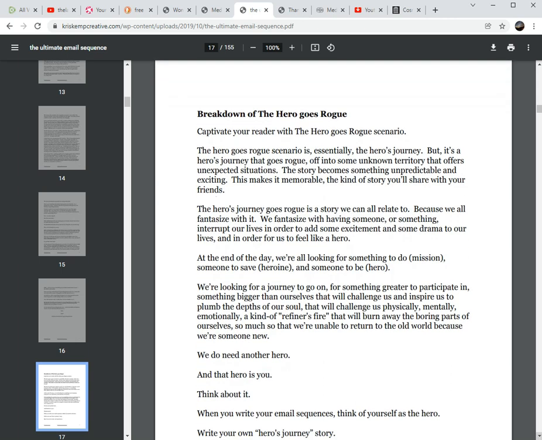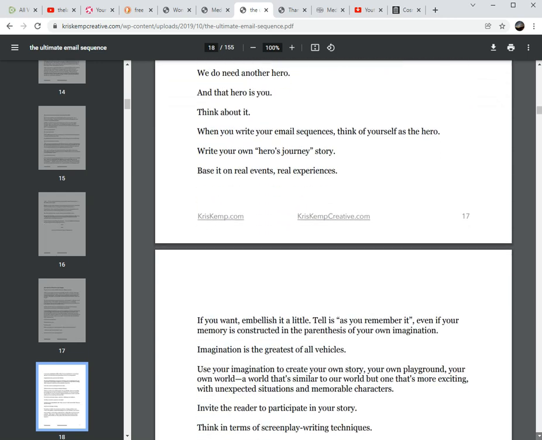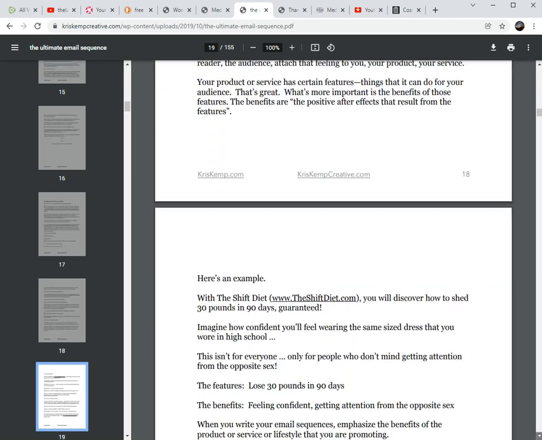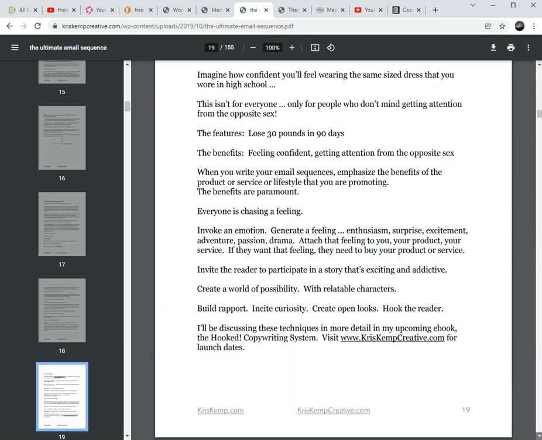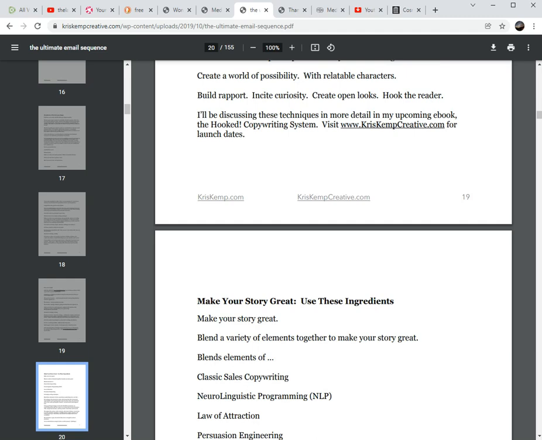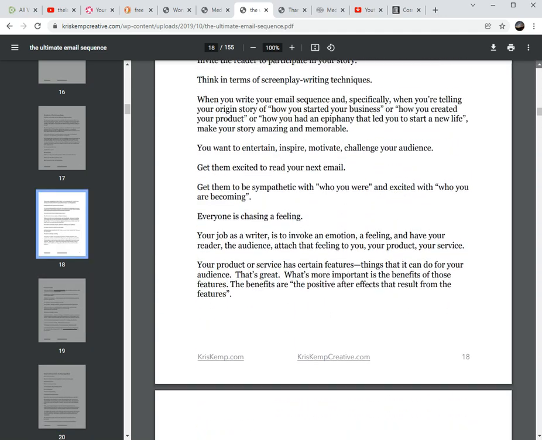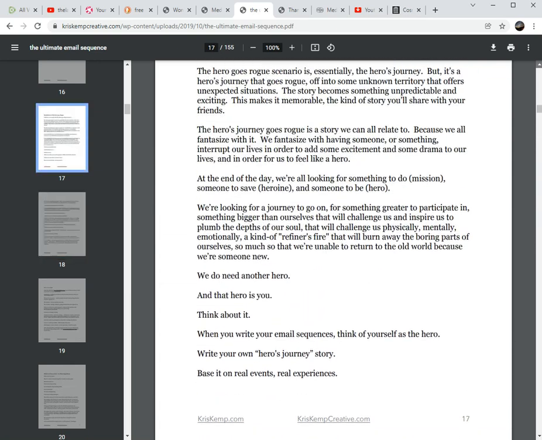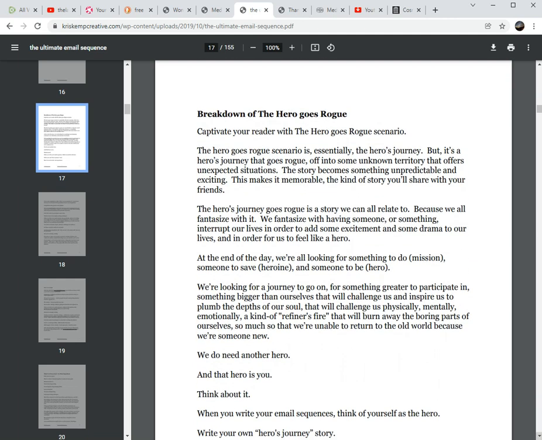So the breakdown of the hero goes rogue. We kind of went over that. Actually, let's go over that again. The breakdown of the hero goes rogue. You can captivate the reader with the hero goes rogue scenario or story.